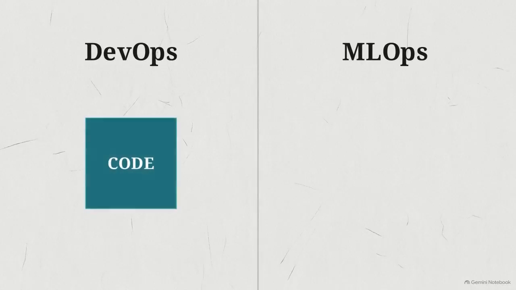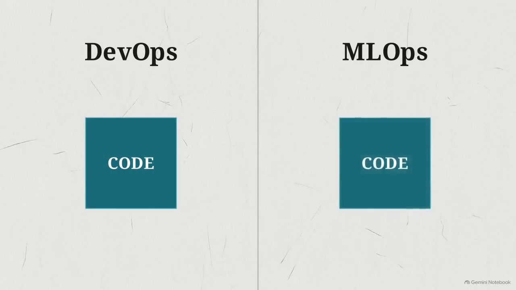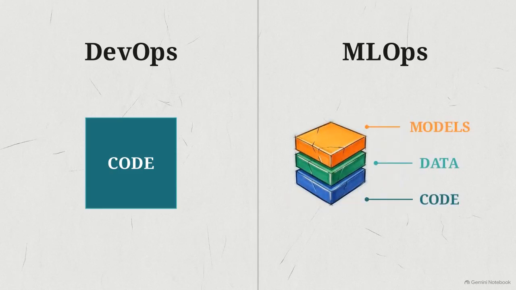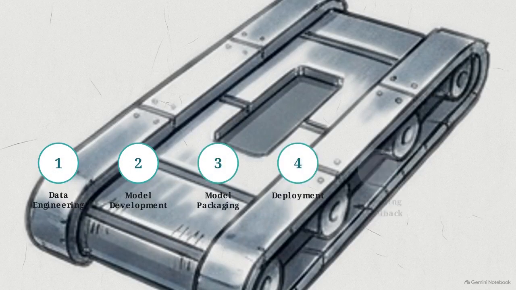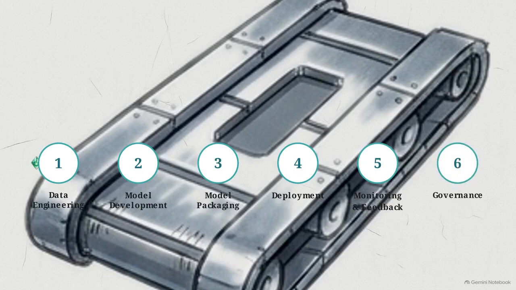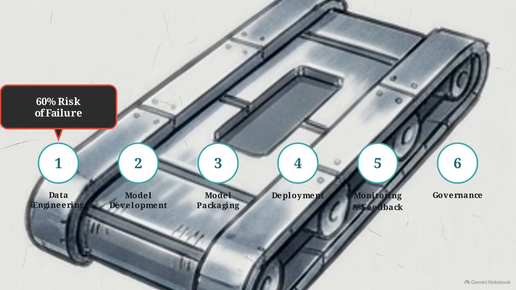DevOps manages only code. MLOps carries a three-dimensional complexity, requiring your teams to version, test, and deploy code, data, and models simultaneously. This six-stage MLOps lifecycle handles that complexity, progressing from data engineering to final governance. IT must treat initial data engineering with application code rigor. Data quality causes 60% of ML failures, placing maximum risk at the lifecycle start.